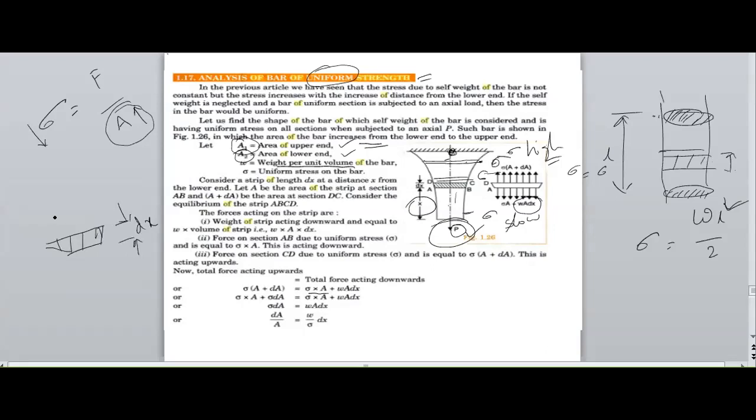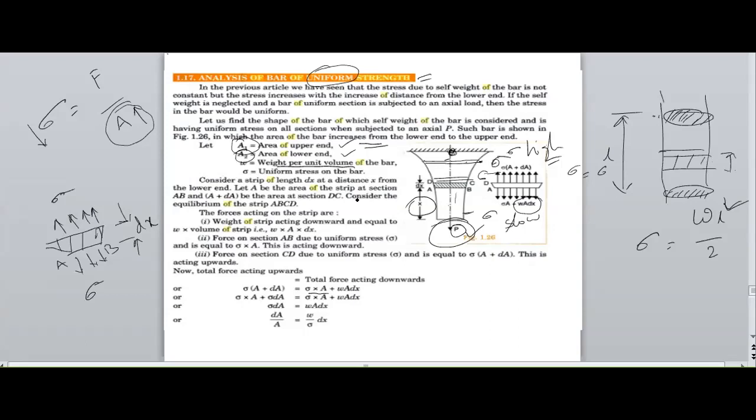And the stress on the top of the step is sigma. Again, we are considering having the same stresses. In the bottom, that is the AB side, the stress will again be sigma. So the stresses are the same on both sides.